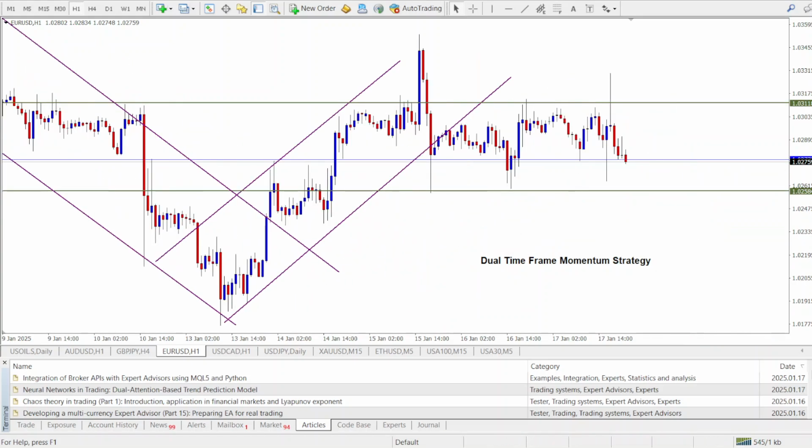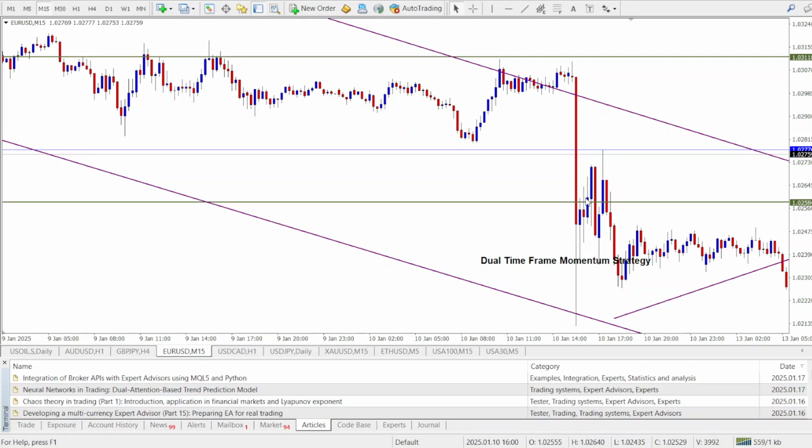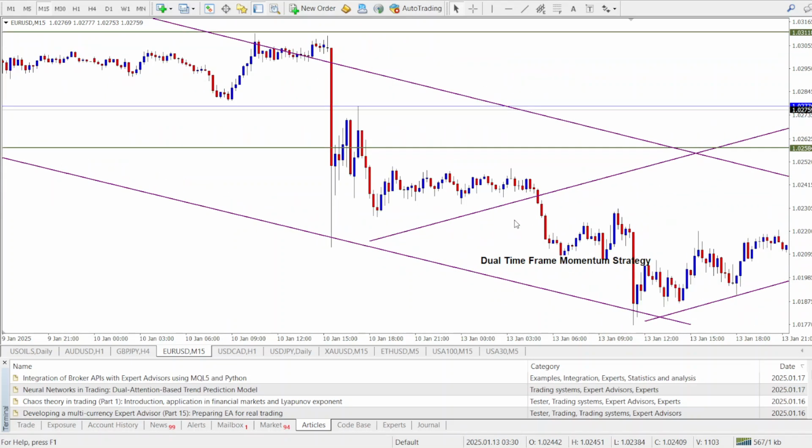If the market is bearish on the 1 hour chart, you should be looking for sell signals on the smaller time frames. Now let us move to the second part of the strategy, the lower time frame. Right, let's go back to the 15 minutes chart.